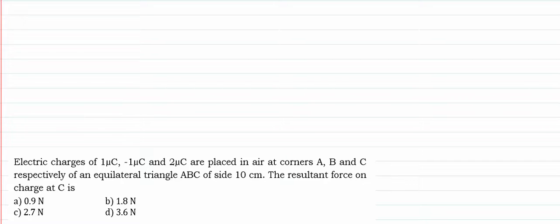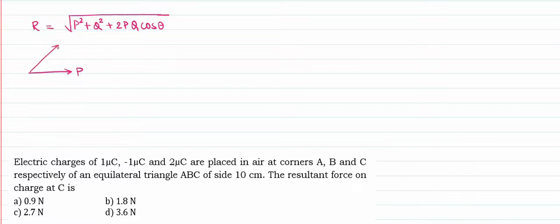Hello students. In this video we'll see the application of vectors to problems in electrostatics, that is electric field and charges. If you remember, the resultant of two vectors is given by R is equal to root of P square plus Q square plus 2PQ cos theta, where theta is the angle between the two vectors P and Q.